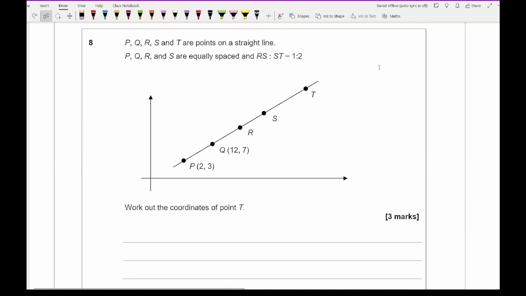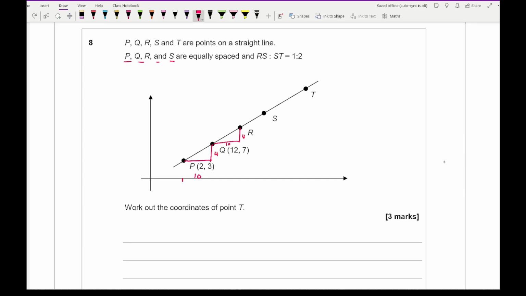Moving on to question 8, it says P, Q, R, S and T are points on a straight line. PQ, QR and RS are equally spaced and RS to ST is in the ratio of 1 to 2. And the question is saying work out the coordinates of point T. So we know that these points are all equally spaced. So again, if I go back to drawing my triangle, then looking at the base of that triangle, it's the difference between the x ordinates, that's 10, and the height of that triangle is the difference of the y ordinates, which is 4. So this will be 10, this will be 4.